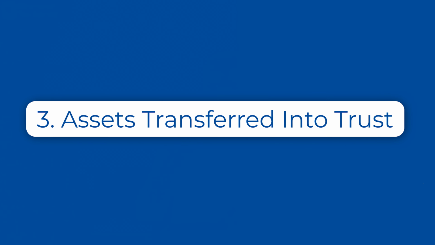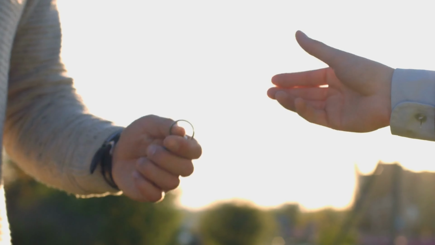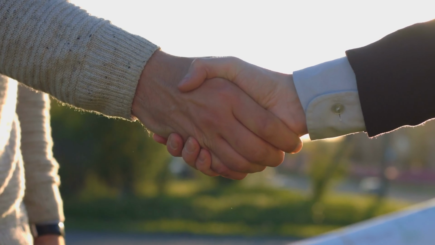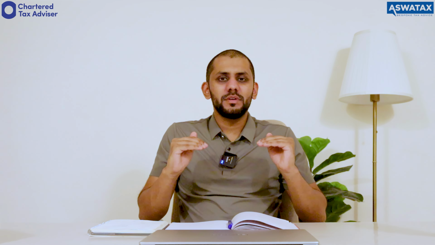Point number 3 is assets transferred into a trust. So point number 2 was a gift of asset to individuals. This is a gift of asset or transfer of asset into a trust. Usually what we see are discretionary trusts and interest in possession trusts, but there are many different types of trusts. But again, the issue here is that we have the 7-year clock.